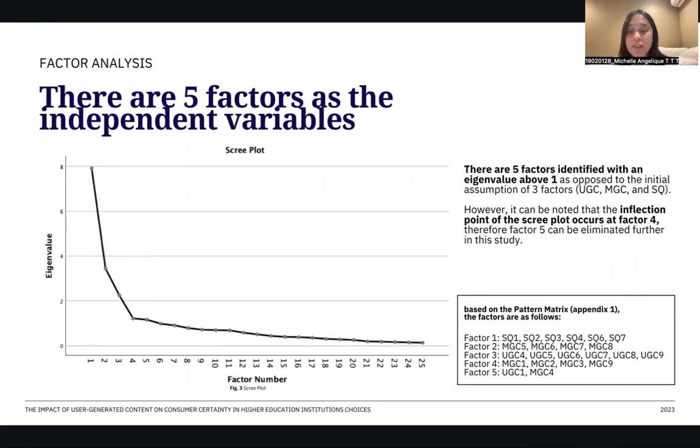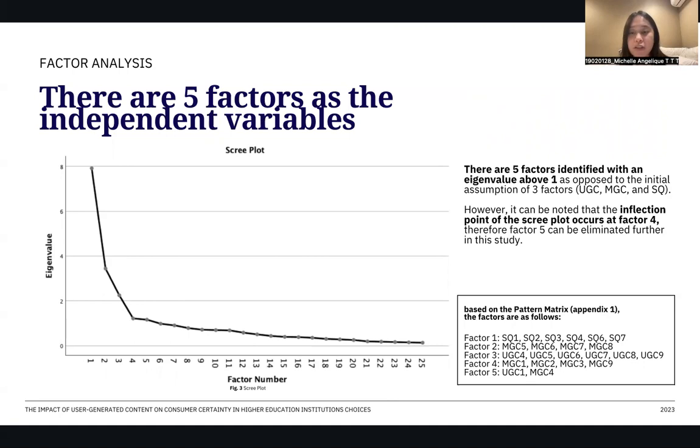After the study is deemed valid and reliable, a factor analysis is done prior to conducting the moderated regression analysis to ensure factors and variables are categorized correctly. According to the hypothesis, there are three variables that affect the dependent variable, that is consumer certainty. However, from the initial factor analysis of all independent variables, it is found that from the set of questions, there are 5 factors acting as the independent variable.